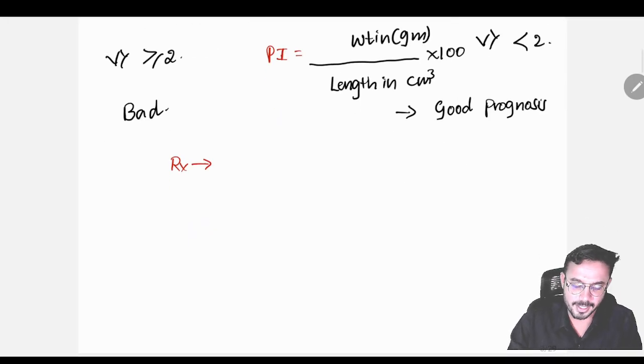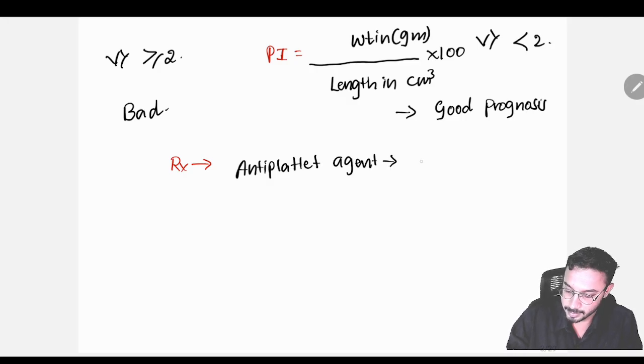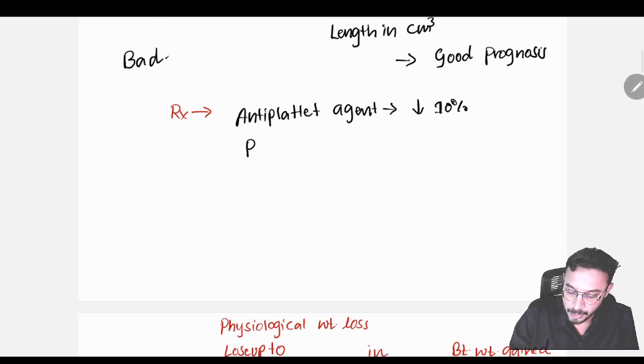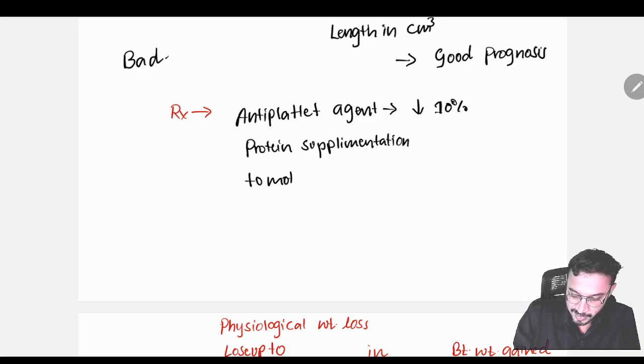And how do you treat? Studies have shown that antiplatelet agents can decrease IUGR by 10%, okay. If the mother uses antiplatelet drugs, there are chances of decrease of symmetrical or IUGRs, especially by 10%. And if you give protein supplementation to the mother, there are chances of reducing IUGR by 30%, okay.